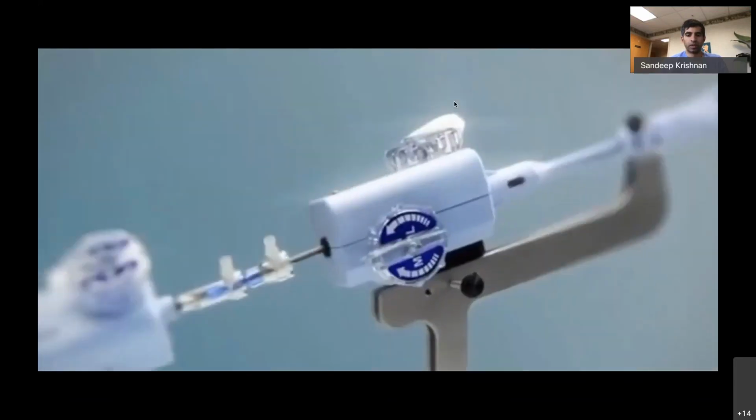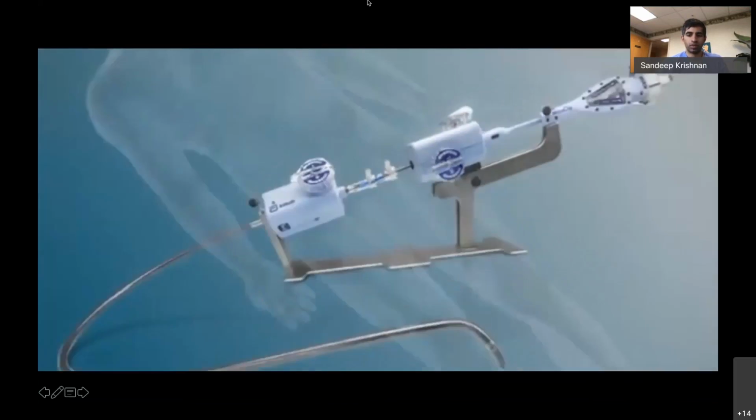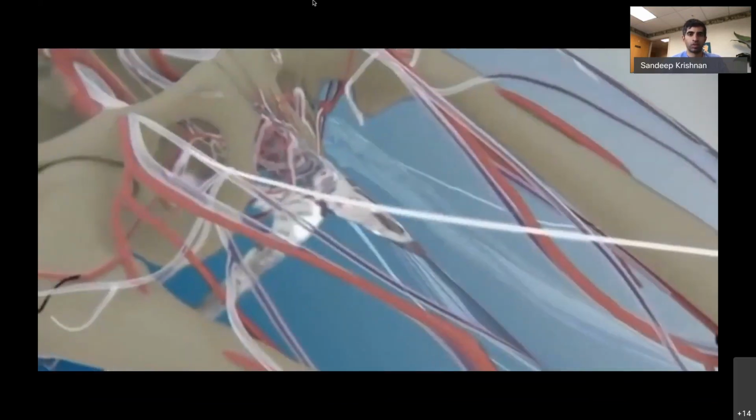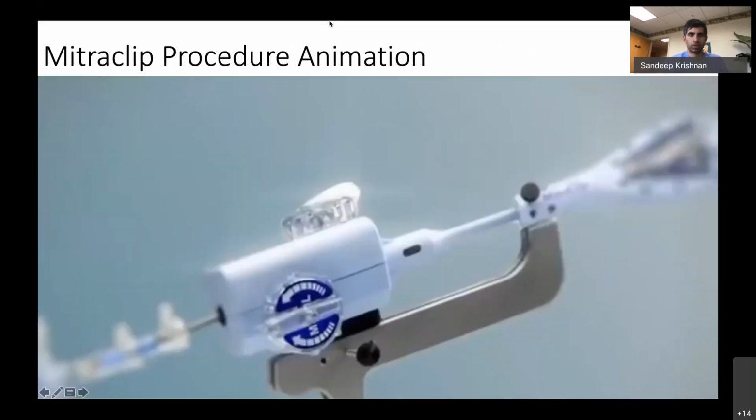MitraClip is a unique, highly maneuverable transcatheter system for mitral valve repair. This procedure avoids cardiopulmonary bypass using minimally invasive venous approach. Oh, shoot. We'll start that over. Sorry, I just want to.